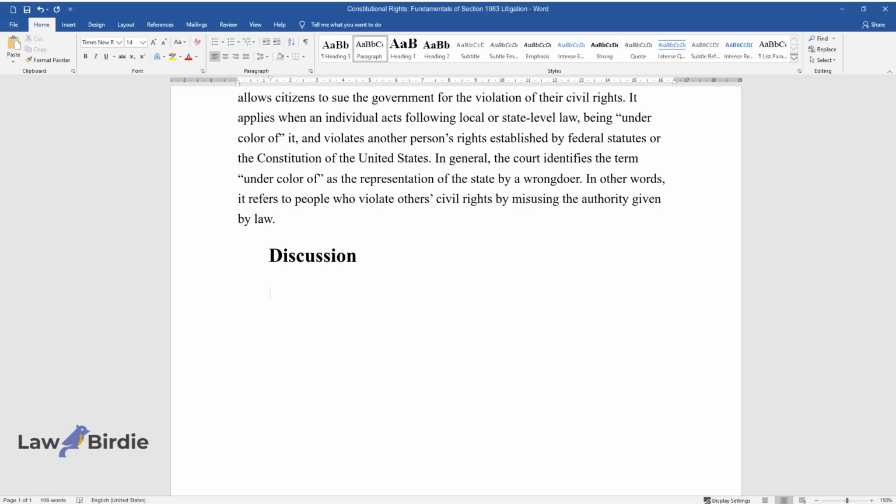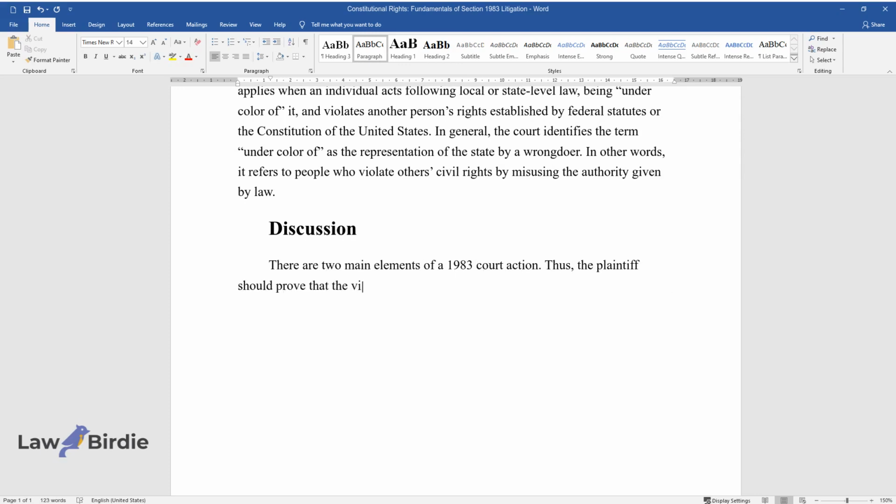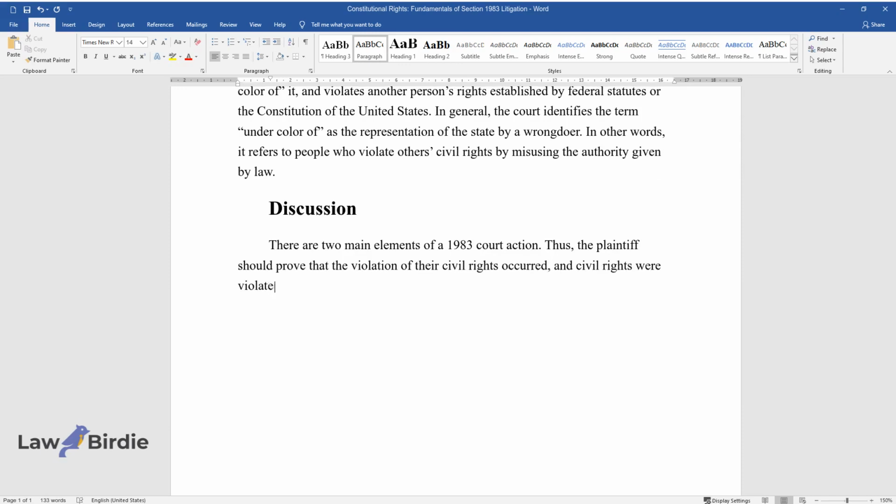Discussion. There are two main elements of a 1983 court action. Thus, the plaintiff should prove that the violation of their civil rights occurred, and civil rights were violated by a defendant under the color of state law.